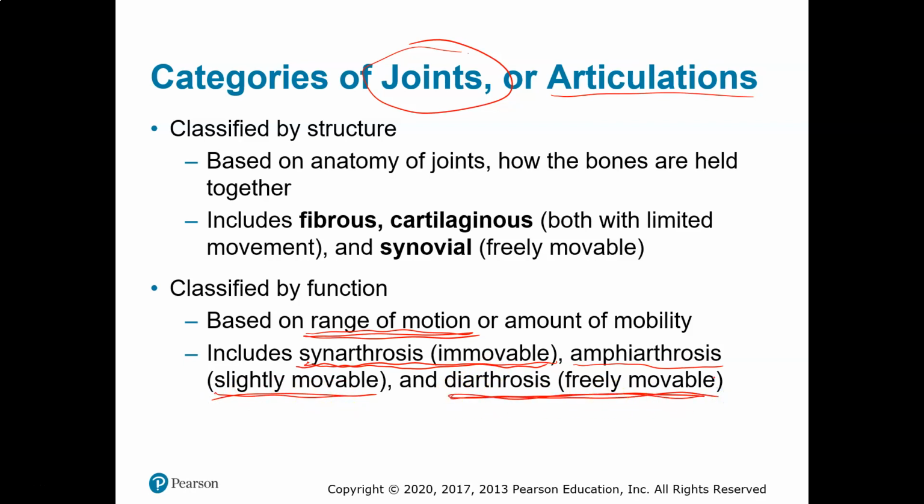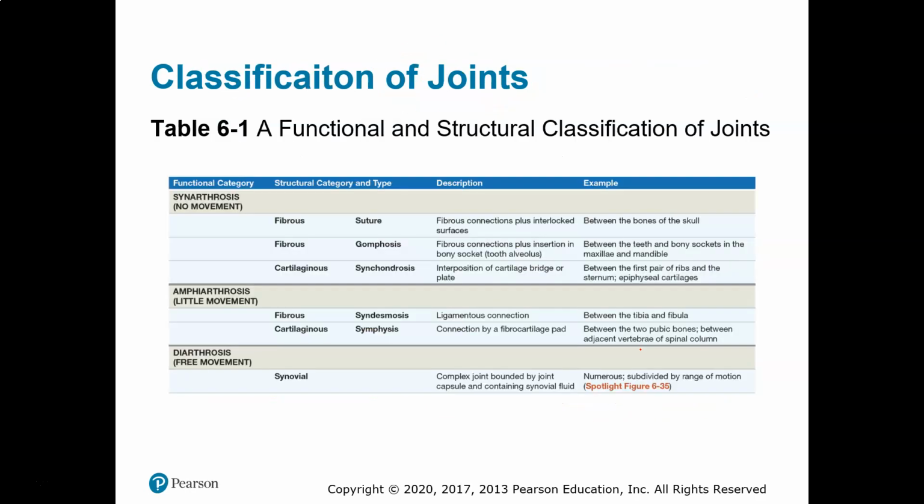A diarthrosis is a freely movable joint, and we will spend most of our time, the rest of the lecture, on the diarthrosis joints. But the structure of joints can also be used to classify them, and this is based on how the bones are held together. So they can be fibrous or cartilaginous joints, which both have limited movement, or they can be synovial joints. And synovial or freely movable joints are always diarthroses joints.